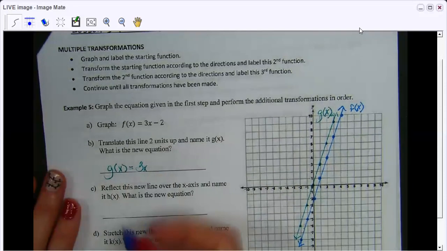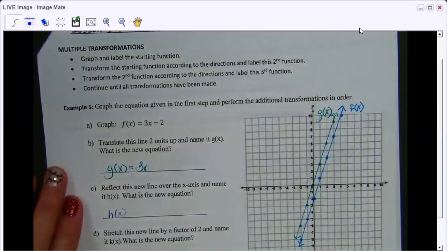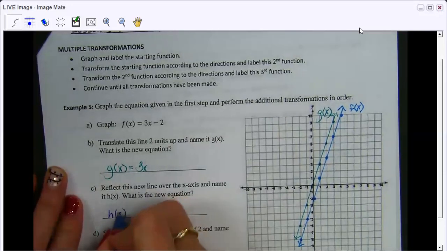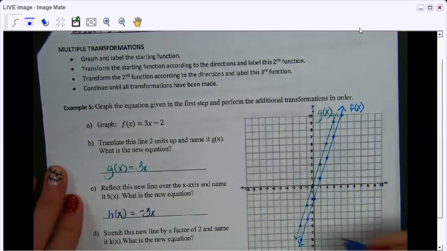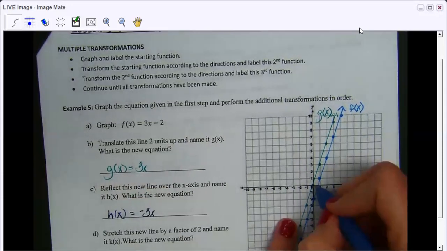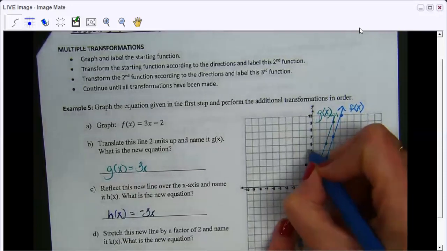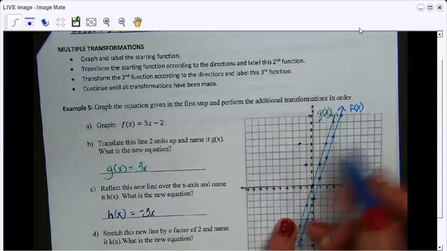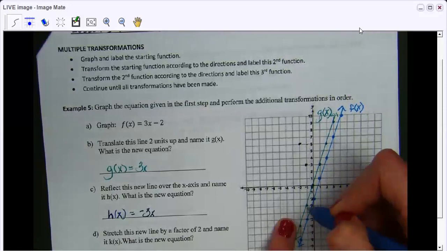So that means that my new equation becomes h of x equals -3x. Okay. And I'm going to graph this. So 0, and then I am going to go. Now, if I didn't know the rule, I could just reflect each point over that axis, which is actually the x.